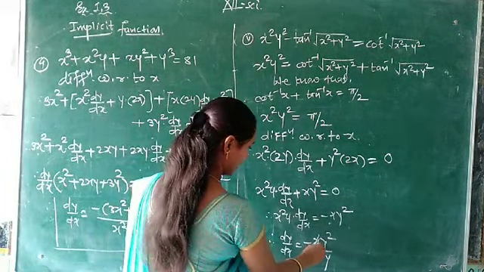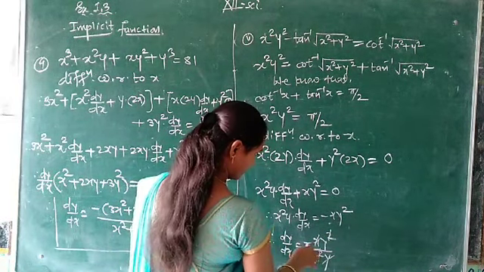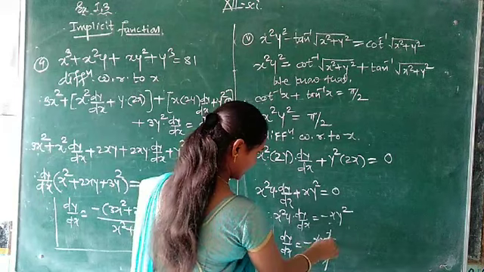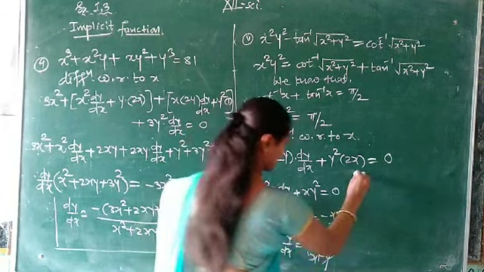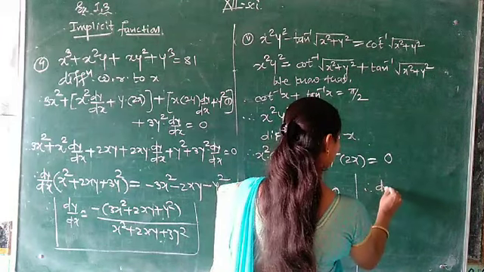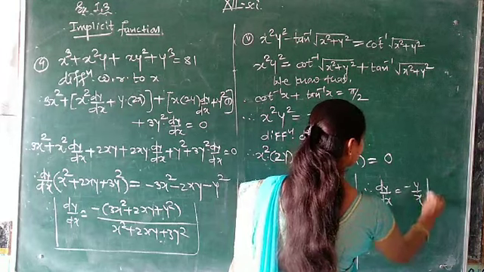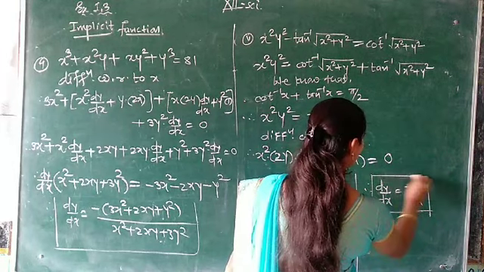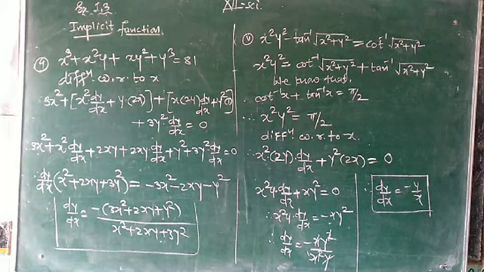So look here, x will get cancelled and here y will get cancelled. So the remaining part is minus, in the numerator there is y and in the denominator there is x. Therefore dy upon dx is equal to minus y upon x. Next, see the next question.